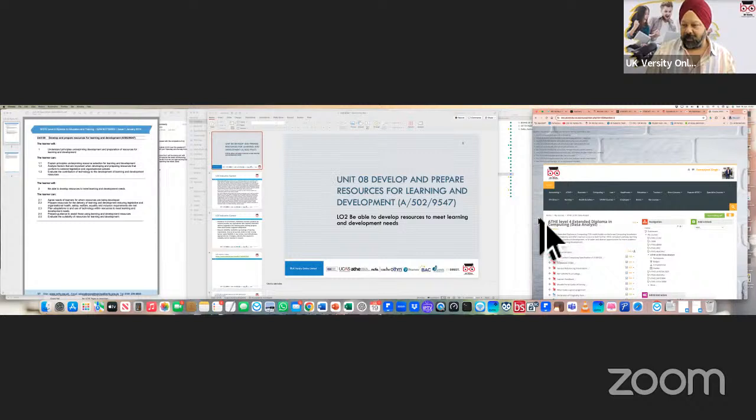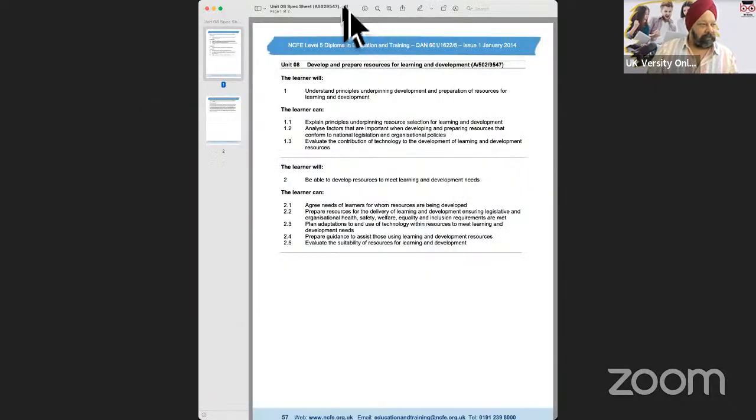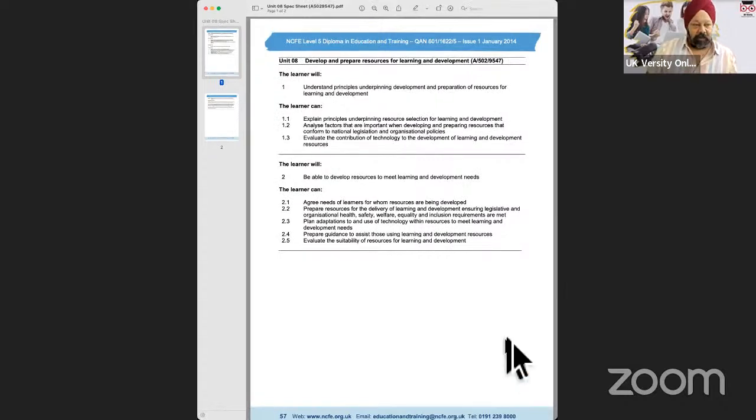We are looking at Learning Outcome 2 in particular today, with the unit that we've been covering with regards to developing and preparing resources, which is quite an interesting unit for me because I do most of the work in terms of preparing and teaching and preparing the teaching resources for a lot of different courses at UK Versity. So I can relate to this unit quite brilliantly.